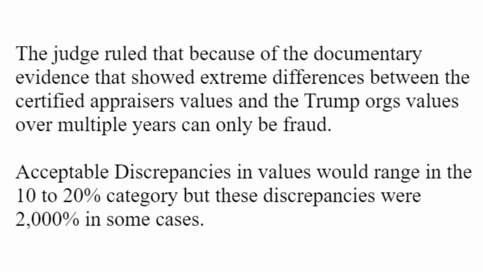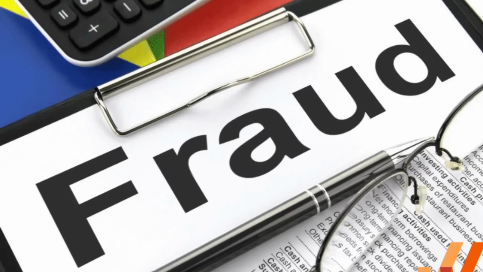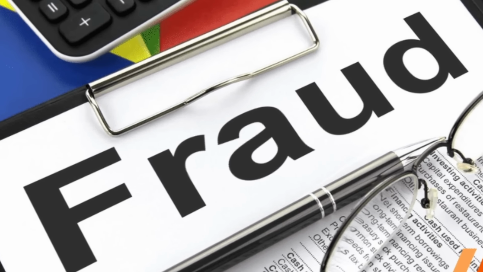that was quintessential fraud. Now, the judge ultimately ruled that because of the documentary evidence that showed the extreme differences between the certified appraisals' values and the Trump Organization's values over multiple years, this could only be fraud. Acceptable differences in values could range from 10 to 20%, but these discrepancies were as much as 2,000% in some cases. The judge ruled that this was clearly fraud that benefited the defendant.